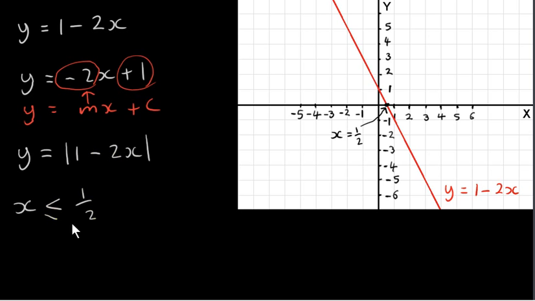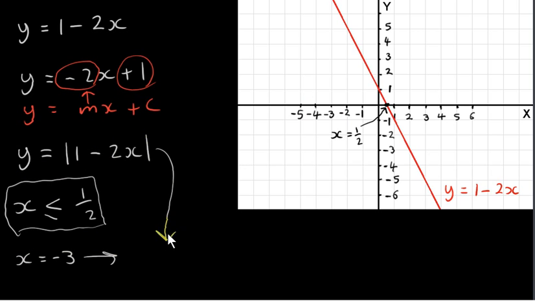Okay, for example, let's pick a value. Let's pick, say, minus 3. So we're just going to look at values less than a half. Well, we might just look at one value. That might be enough to get the point. If x equals minus 3, what is y going to equal? Now I'm going to look at this function here, not y equals 1 minus 2x, y equals the mod of 1 minus 2x. So we want the mod of 1 minus 2 times minus 3. Well, that's the mod of 1 plus 6, which is 7. So we have the mod of 7. But the mod of 7 is just 7, because 7 is positive.